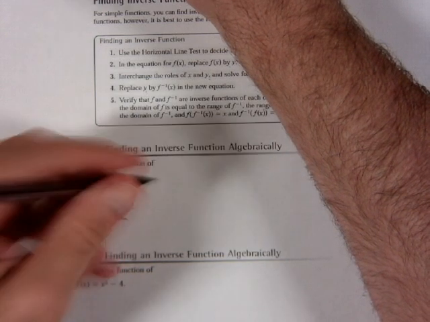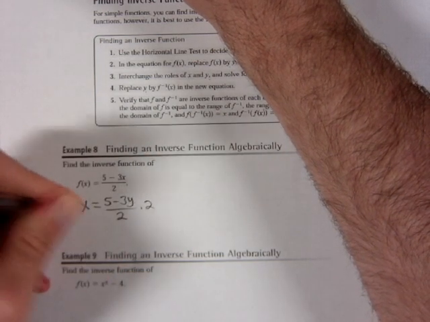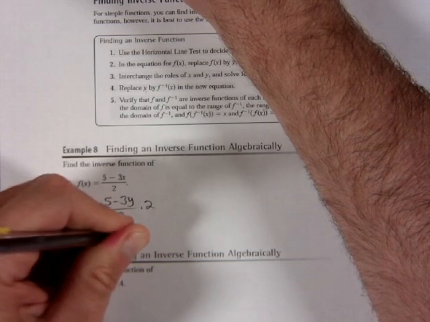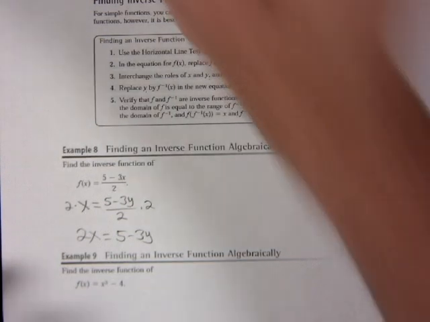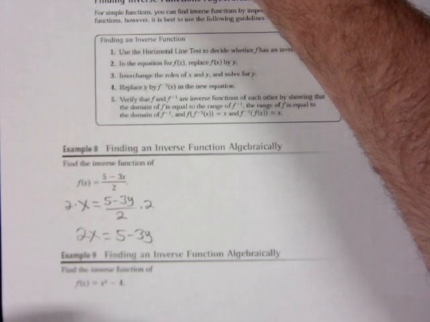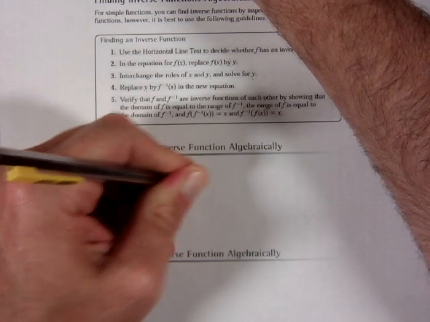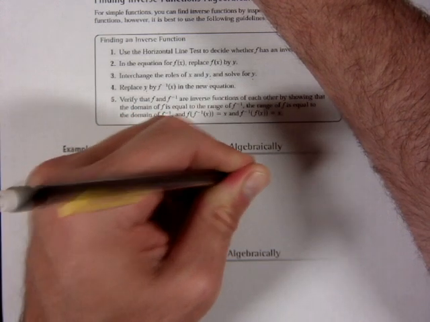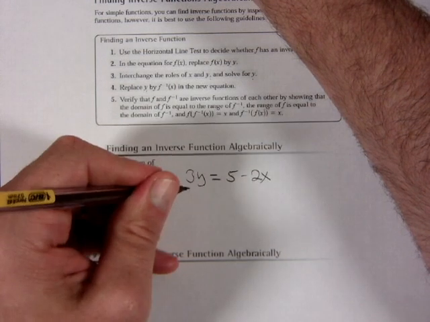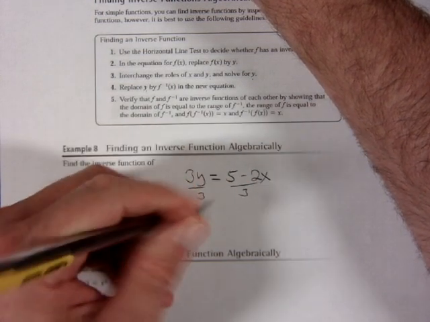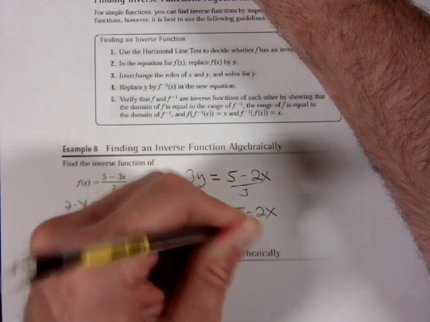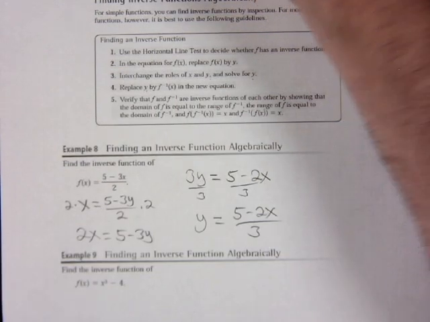Well, how do I do it? First of all, I'm going to get rid of this fraction by multiplying both sides by 2. All right, so then I'll have 2x is equal to 5 minus 3y. So I want to resolve this thing for y, so I'll move the y to this side, the 2x to the other side. Whatever I move is going to change sign, so this is going to be 3y equals 5 minus 2x, because remember the 2x is coming over and changing sign. Last thing I'll do is divide by 3 on both sides, and that will give me y equals 5 minus 2x over 3, and that is your inverse function.